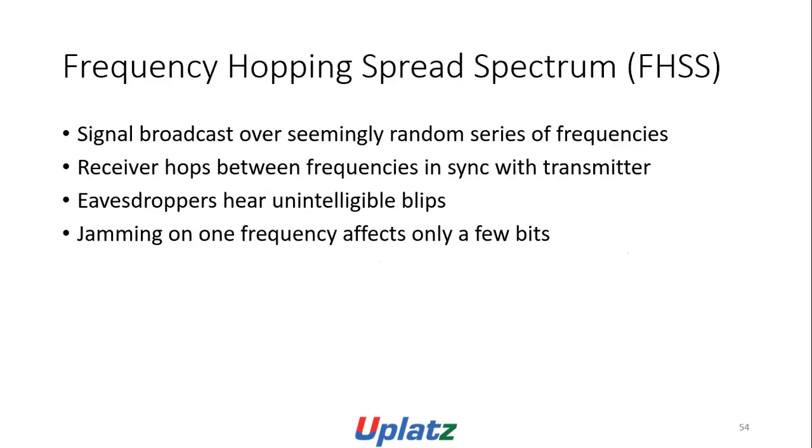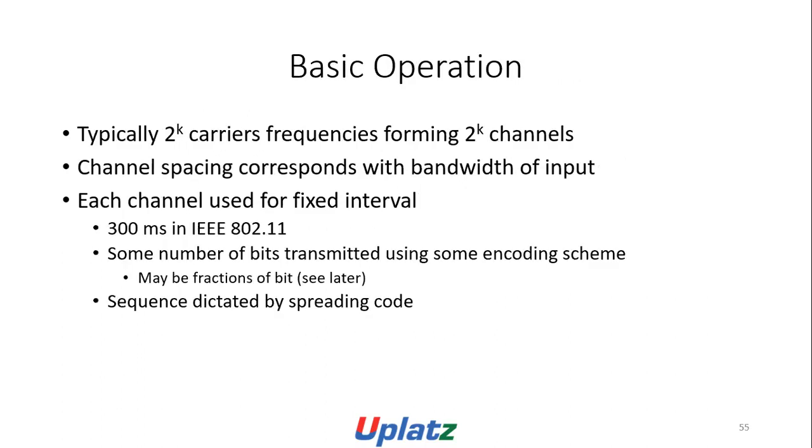Frequency hopping spread spectrum: the signal is broadcast over a seemingly random series of frequencies. The receiver hops between frequencies in sync with the single transmission. Eavesdroppers hear only unintelligible blips, and jamming on one frequency affects only a few bits.